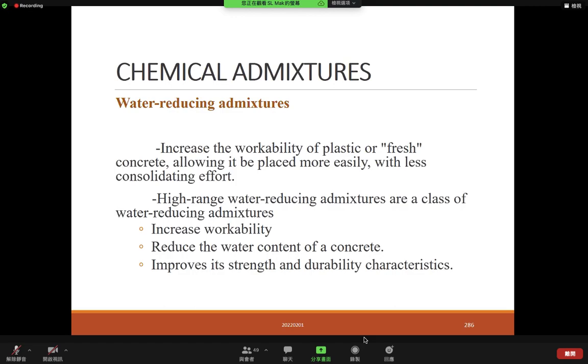Water reducing admixture. It will increase the workability of plastic or fresh concrete, allowing it to be placed more easily with less consolidating effort. Actually, for example, in Hong Kong, many concretes will add this water reducing admixture. And high range water reducing admixture will increase the workability, reduce the water content of the concrete, and improve its strength and durability characteristics.